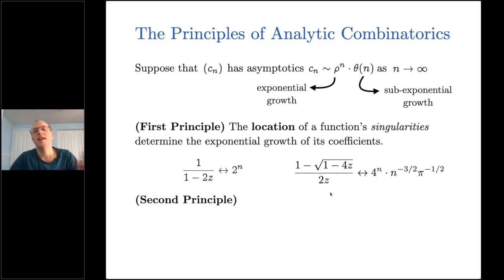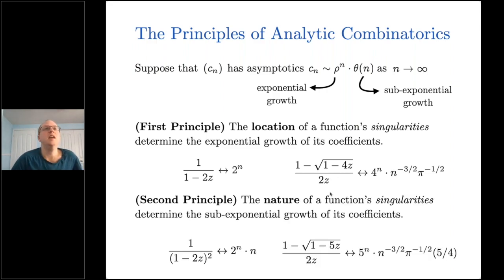So on the left, we have a singularity at z equals a half, and we get 2 to the n. On the right, we have a singularity at z equals a quarter, and you get 4 to the n. In general, if you find the singularities that are closest to the origin, that are smallest, and you take the reciprocal, that tells you the exponential growth, assuming everything works out.